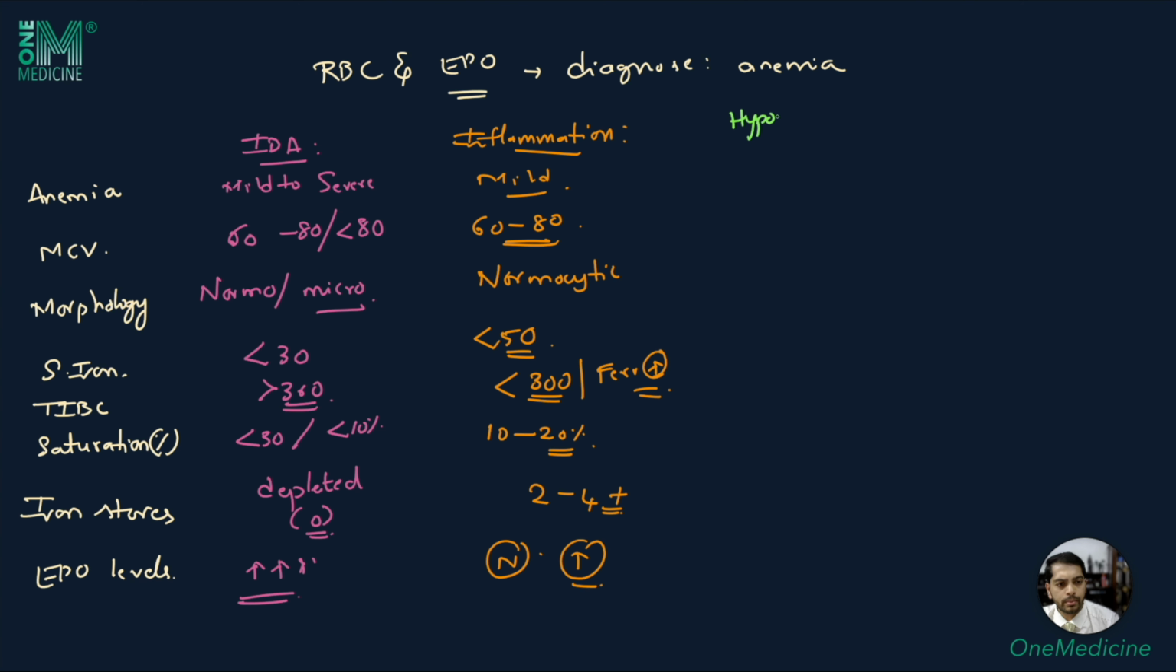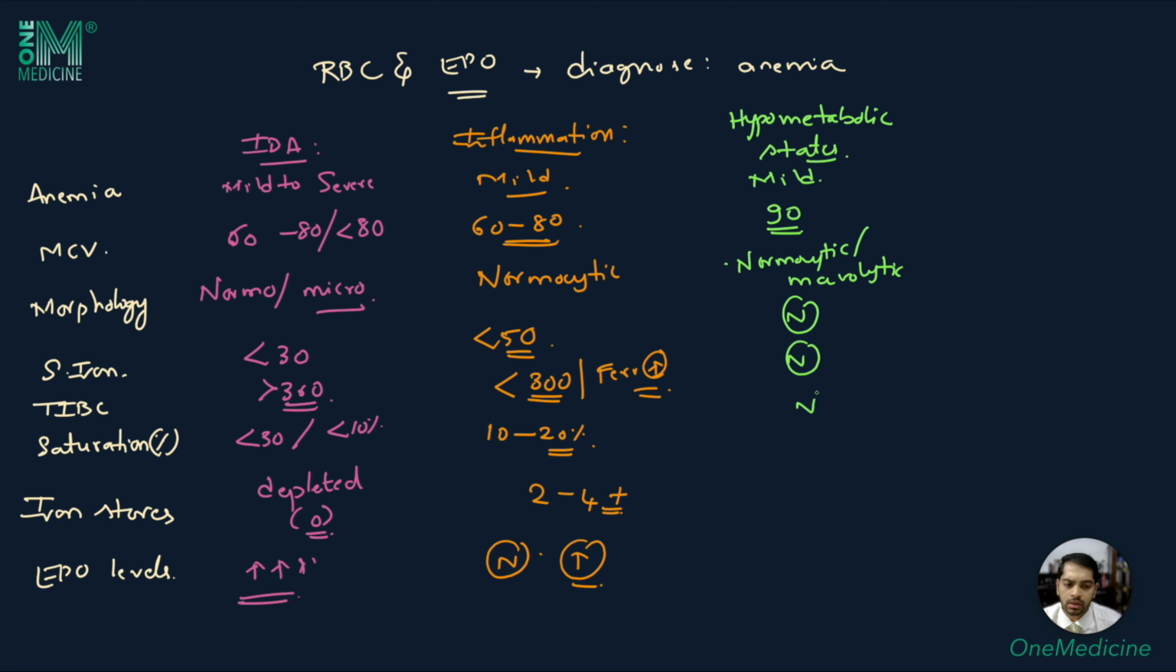Next is hypometabolic states. These are usually seen in reduced protein intake and prolonged starvation, as well as endocrine deficiencies. Here the anemia can be mild and mean corpuscular volume is usually elevated. It is above the normal levels, and morphology can be normocytic or macrocytic. The rest of the parameters are normal, that is serum iron is normal, total iron binding capacity is normal, saturation is normal, iron stores are normal. Erythropoietin level can be normal or it can be low also.